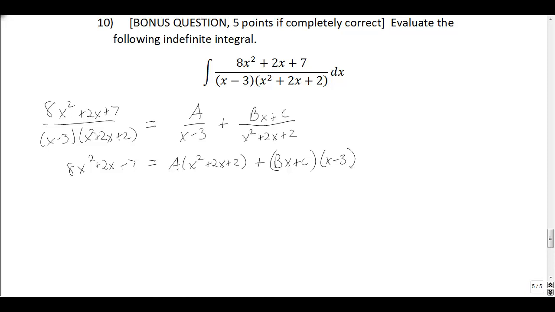Now there's various methods to do this. One is to expand this thing on the right, equate coefficients of x squared, x, and the constant term. You'll get 3 equations, 3 unknowns. You can solve that out. I tend to prefer to plug in values instead.